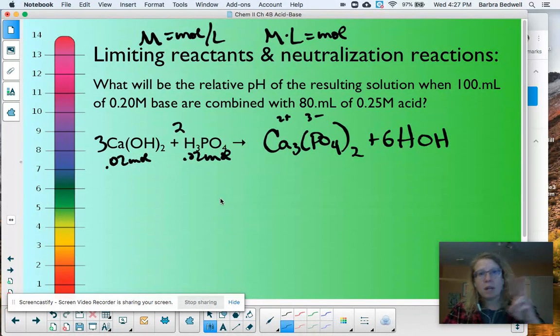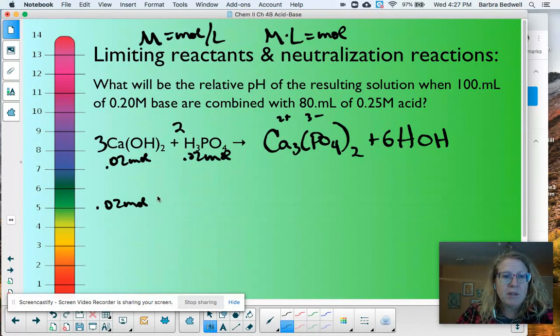Okay, so set up your 2 equations. 0.02 moles of base, moles of calcium hydroxide. And then we're trying to figure out, let's see, what does it say? What will be the relative pH?